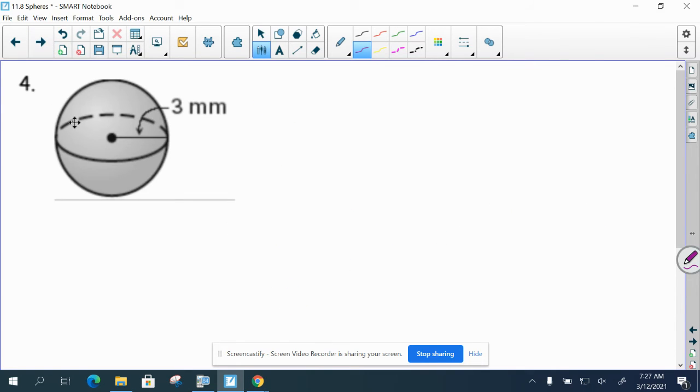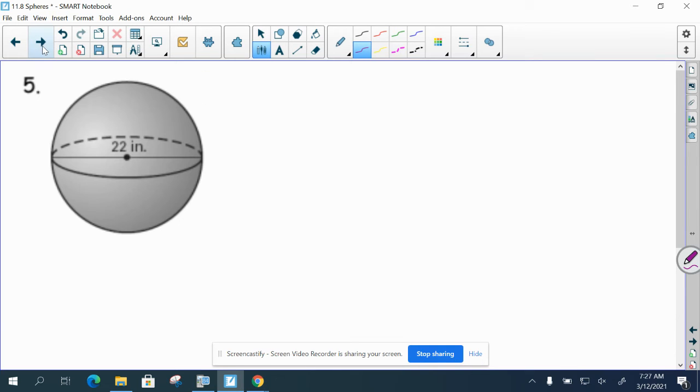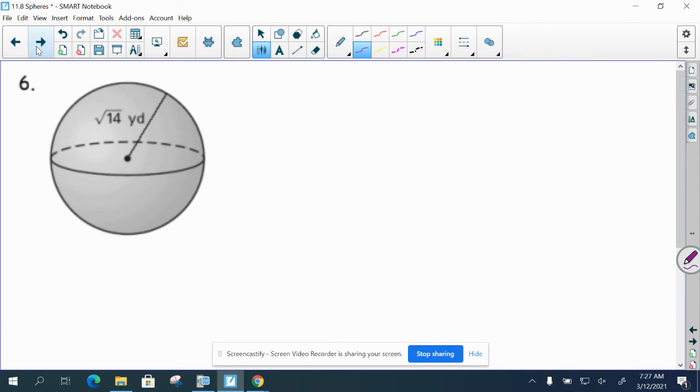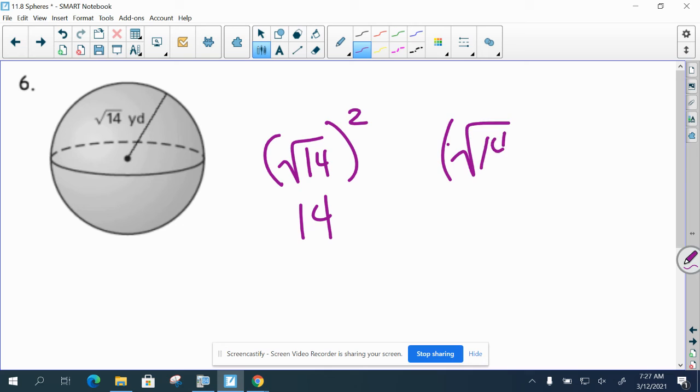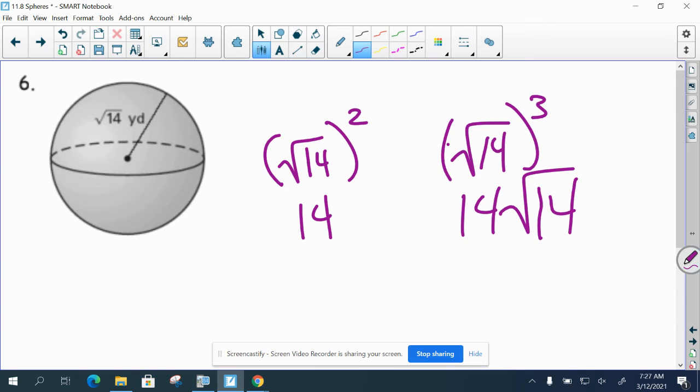Number 4 is absolutely nothing different. Neither is number 5. Number 6, I guess, just when you take r squared, you're going to do the square root of 14 squared, and that would give you just 14. If you're doing the square root of 14 cubed, that would give you 14 times the square root of 14, because although you can cancel out 2 of them, you still have 1 square root left over. So it's like square root of 14 times square root of 14 times square root of 14. Okay.